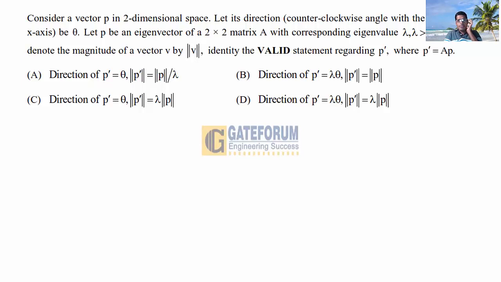This question is from engineering mathematics, from the topic linear algebra, the subtopic eigenvalues and eigenvectors. Usually the matrix is denoted by capital A, the eigenvector by capital X, and the eigenvalue by lambda. But instead of capital X, it has given small p as the eigenvector, in two-dimensional space. Solution.